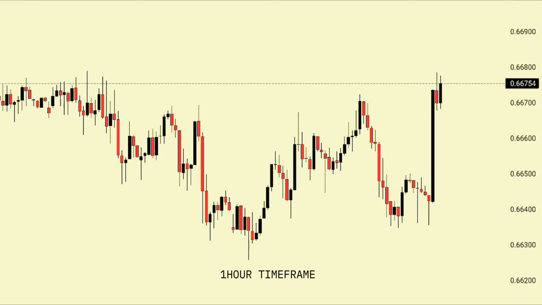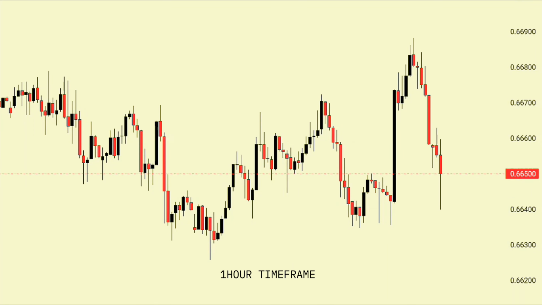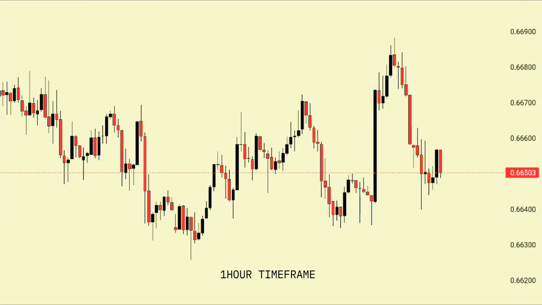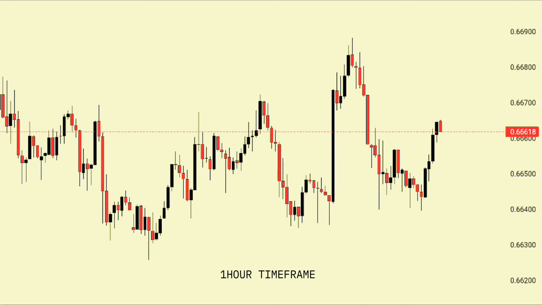Step by step, using liquidity sweep, break of structure, inducement, order block, and how I entered a high-probability sell trade straight to sell-side liquidity. Let's jump directly into the chart.